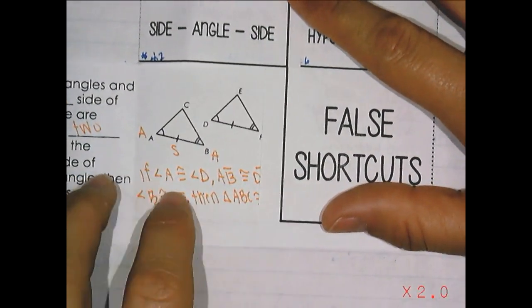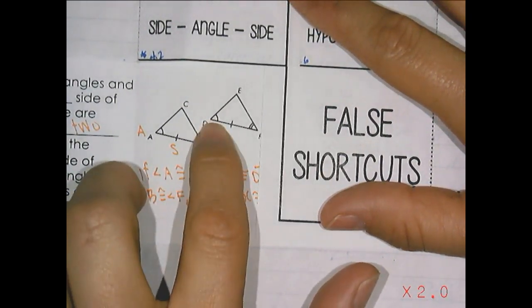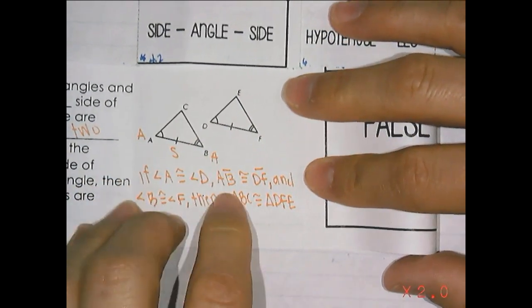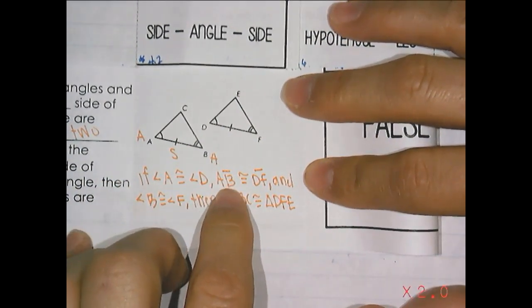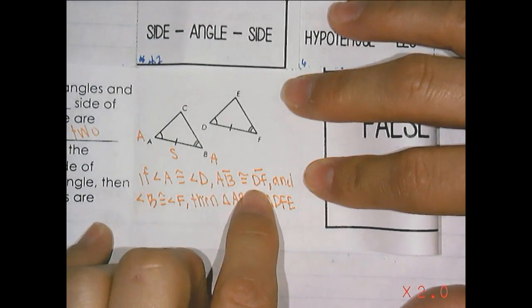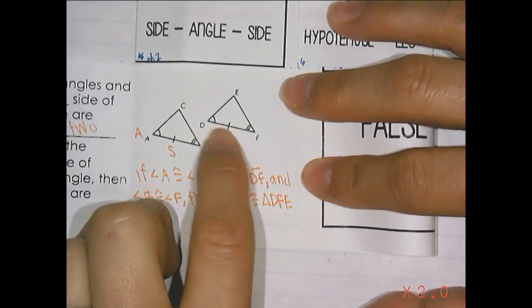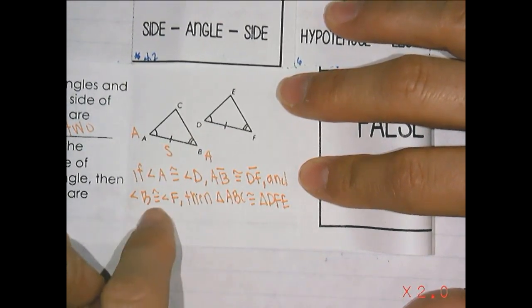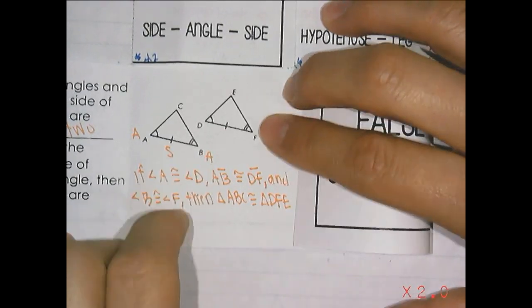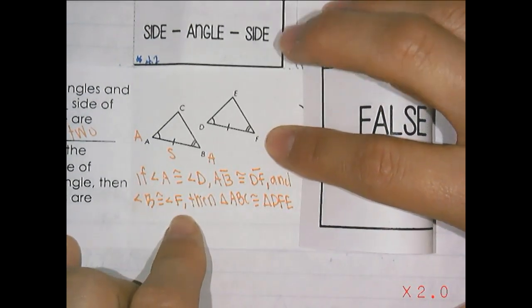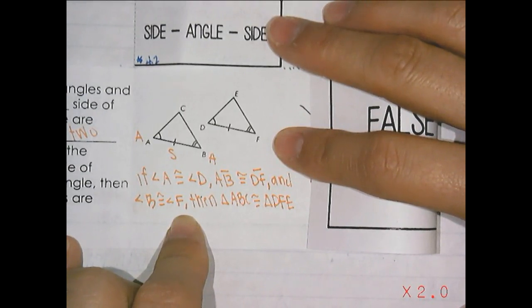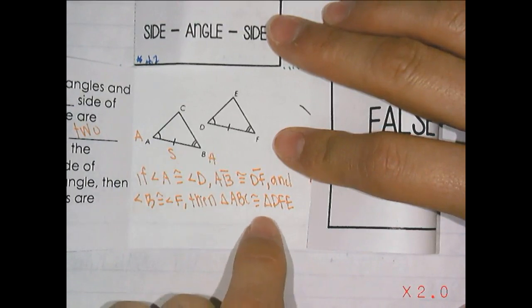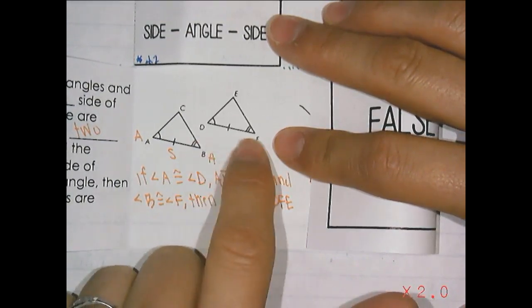So, angle A is congruent to angle D. They both are marked with one arc to show that they're congruent. Side AB is congruent to side DF. They're both marked with one line, the sides, to show that they're congruent. And then angle B is congruent to angle F. They're both marked with two arcs to show that they're congruent. So we could say that triangle ABC is congruent to triangle DFE.